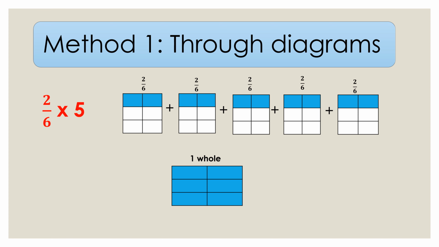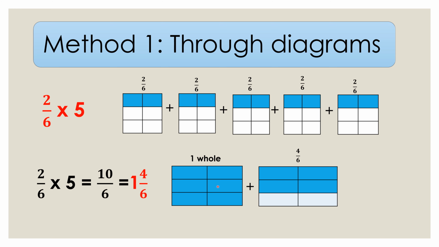Look at this question and understand the diagram. 2/6 means 2 parts out of 6 equal parts. Multiplied by 5 means adding 2/6 5 times. Now count the number of shaded portions. Total 10 parts are shaded out of 6 equal parts. So our result will be 10/6. Now what we get is 1 whole and 4/6, because after shading 10 parts, we get 1 whole shaded figure and 4 out of 6 shaded separately.